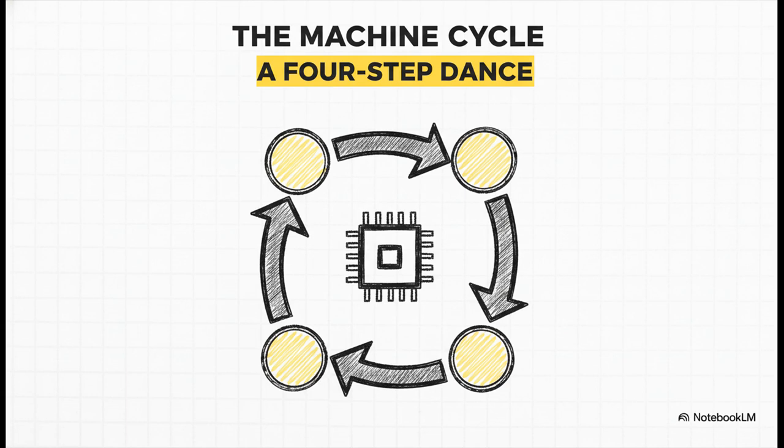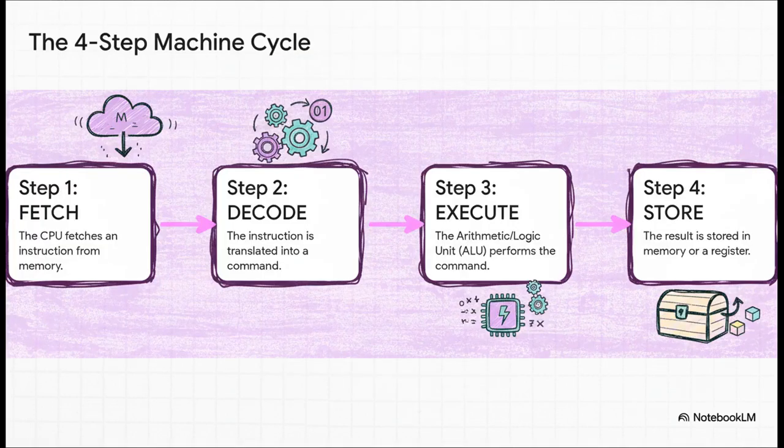It's the same dance every time, and it's called the machine cycle. This is the absolute core of what a computer does. So here's how it goes. Step 1, fetch. The CPU reaches out to RAM and grabs the next instruction. Step 2, decode. It looks at that instruction and figures out what it's being told to do. Step 3, execute. The CPU actually performs the task. It does the math, it runs the logic, and finally, step 4, store. It takes the result and stores it back in memory. Fetch, decode, execute, store. Over and over, billions of times a second.